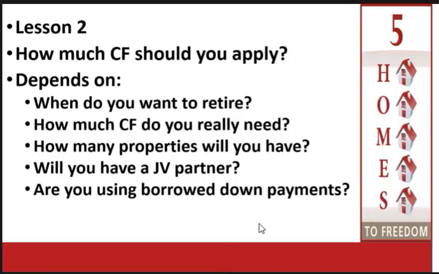Then the next question is, how much cash flow do you actually really need? When I ask people how much cash flow they need, they'll throw a number out and they'll say, oh, I need $10,000 a month. I'll just sort of look at them and say, is that what you need or is that what you want? Oh, well, that's what I want. Okay, my question is, what do you really need? Well, what I really need, I could get by on $4,000.